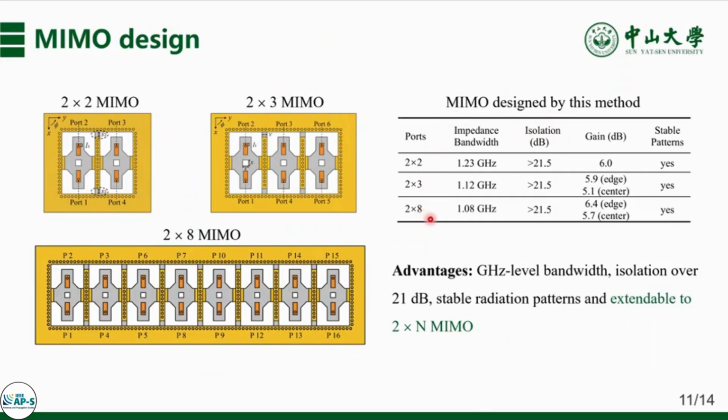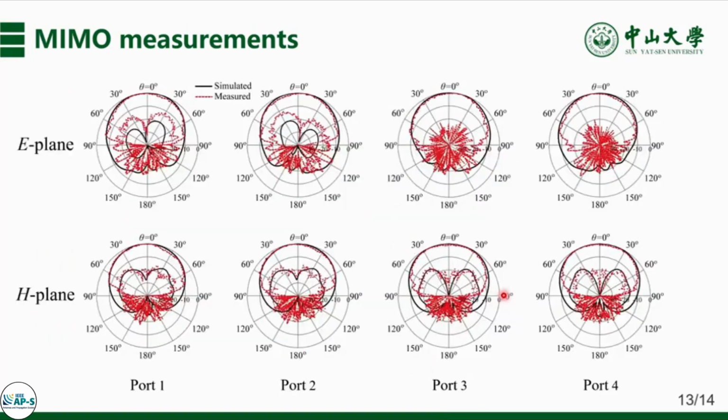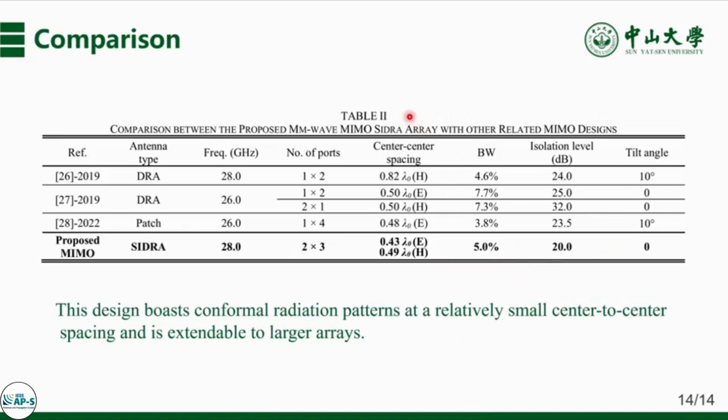For validation, a prototype of the 2x3 MIMO was fabricated and measured. It has a bandwidth of 1.4 GHz and isolation of over 20 dB. Besides, the radiation patterns of every port are stable. Finally, we made a comparison with other related MIMO designs. As shown in this table, our design has stable radiation patterns with a relatively small space and is extendable to larger areas. Both the antenna element and MIMO have high potential to be applied in IBFD systems.